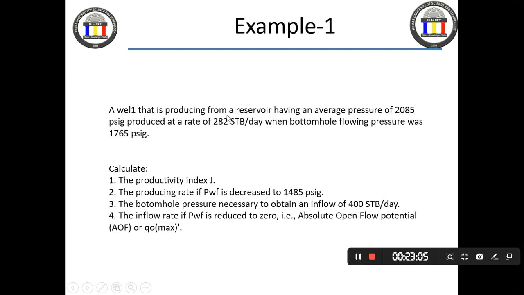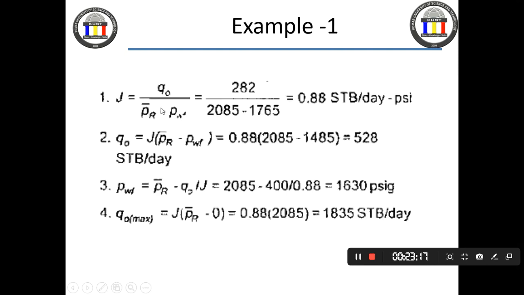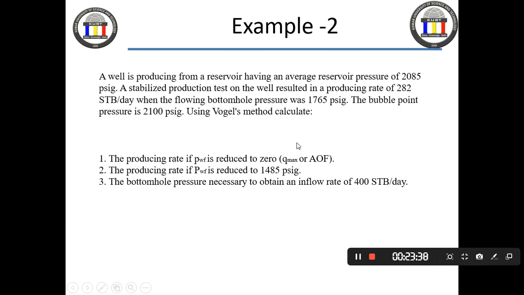Remember, in this case we are not talking about the bubble point. It means that we are talking about the single phase. What is the bubble point? The first drop where the gas is formed. So in this case, there is no bubble point, which means single phase. That's why we are using the simple equation for the single phase, and this is the productivity index. Based on the productivity index, we find the flow rate, 528 barrels per day, and the flowing pressure at 400 will be 1630, a simple equation. The maximum oil you can produce is 1835, which is theoretical and not practically possible.